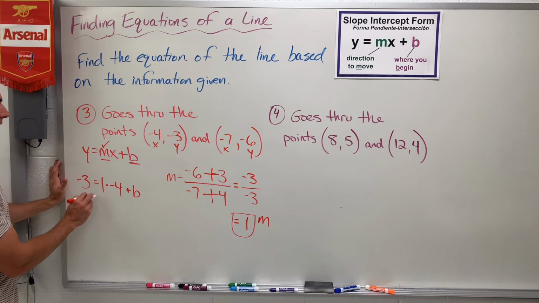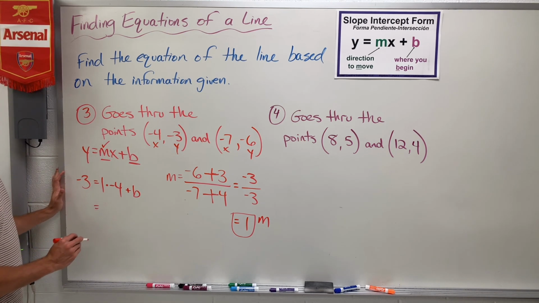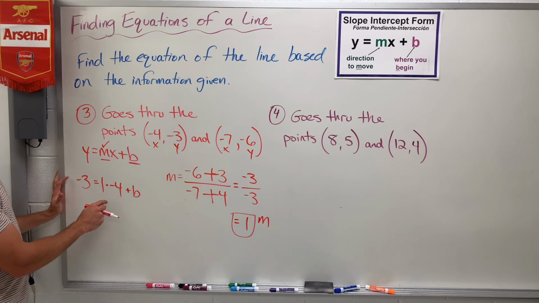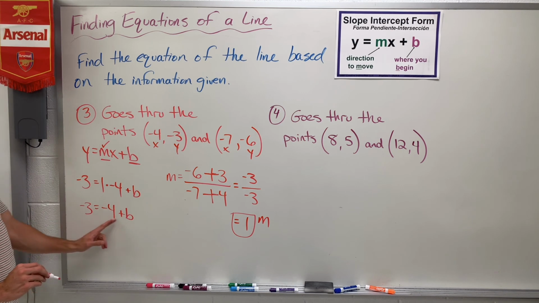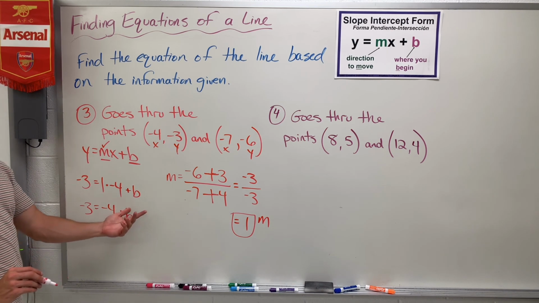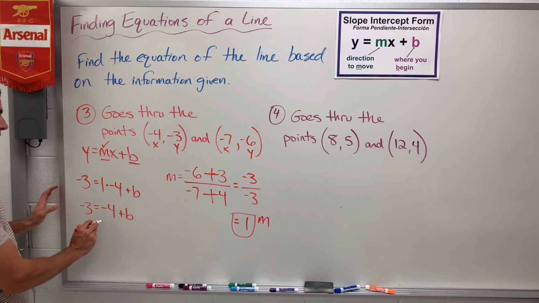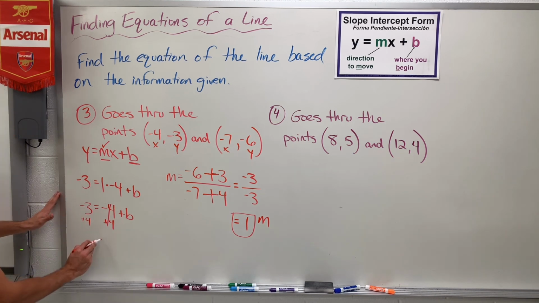And again, I have m, x, and y all in here. So I need to get b by itself. I multiply m times x, so that's -4. So -3 equals -4 plus b. And then to get the b by itself, I need to cancel this -4, so I add 4 to both sides. And so I get b equals -3 plus 4, which is 1.